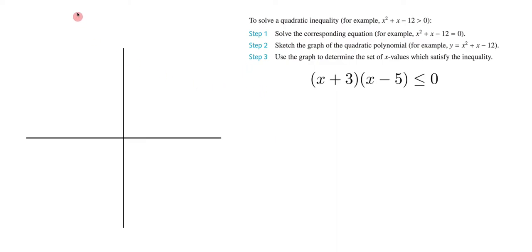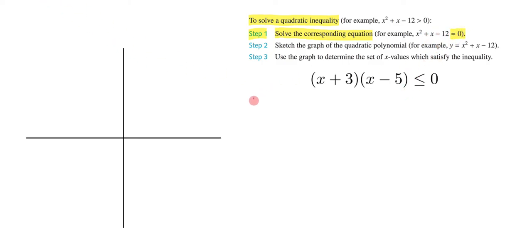Alright, so we are continuing to talk about quadratic inequalities, and we're going to solve this one before us. In solving it, we're going to follow the 3 steps which are outlined in the textbook, which tell us to solve a quadratic inequality. Step number 1 is to solve the corresponding equation. For example, and then we have set it equal to 0.